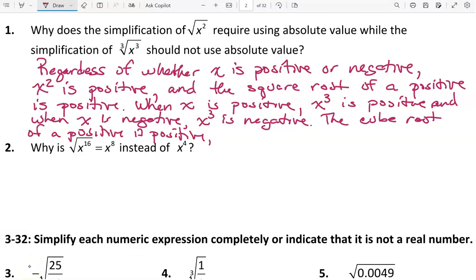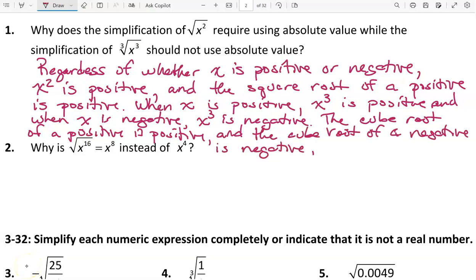The cube root of a positive number is another positive number, and the cube root of a negative is another negative number. So, when we take the cube root of a cube, the sign is preserved, and when we take the square root of a square, the sign will always be positive, so absolute value is necessary.